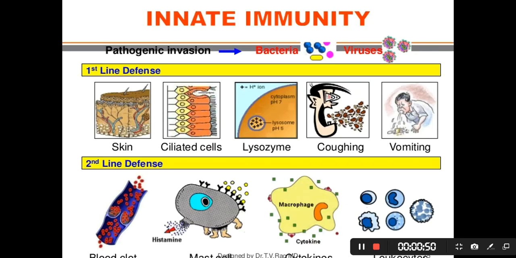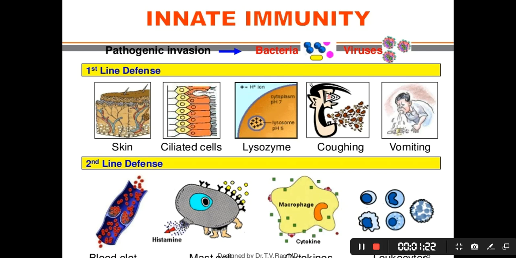Now, what is innate immunity? As I've shown in the diagram, a pathogenic invasion, a bacteria or virus, can happen and the immunity fights against that pathogenic invasion. What are the parts of the innate immunity? There are two parts, the first line and the second line. The first line ones are the skin, the ciliated cells, the lysozymes which are present in the cytoplasm of the cells, and even reflexes like coughing and vomiting. These are all part of your first line of defense.